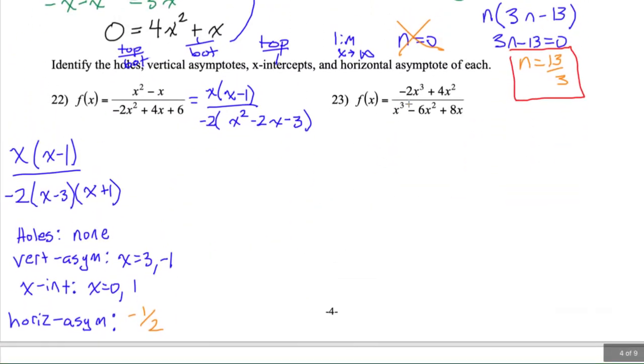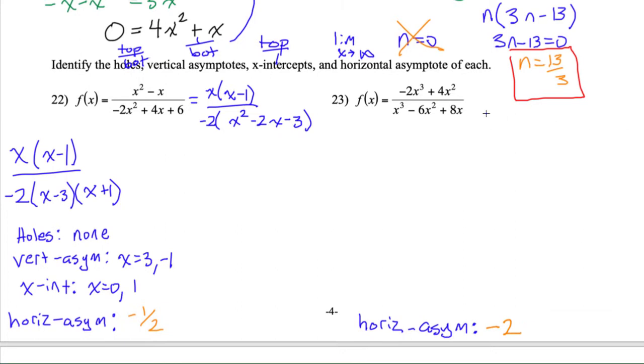Again, we're doing the same thing for 23. We might as well do the horizontal asymptote right now. So we'll say horizontal asymptote. That's where we again cross out all the small insignificant things, and then from there we cancel out the x to the power of 3, so the horizontal asymptote is going to be -2.